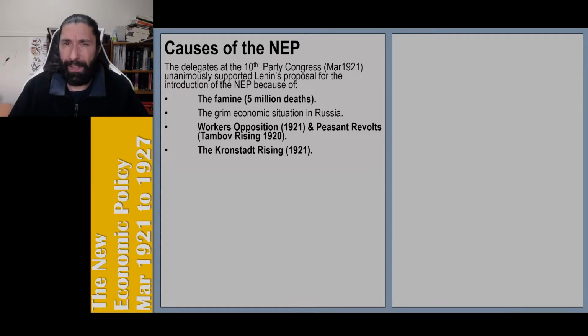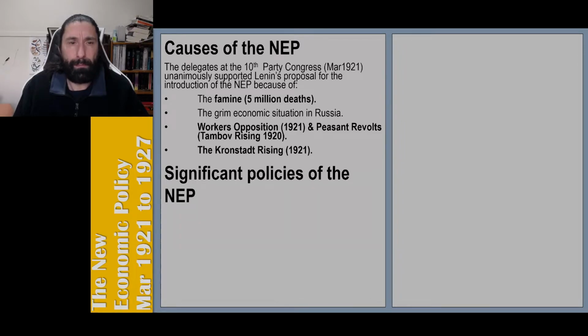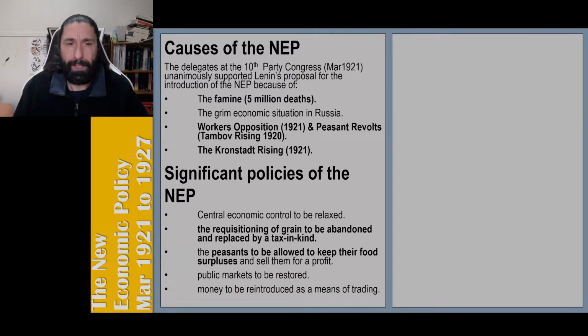Lenin saw all of these factors and realised something had to change. Otherwise, the Bolsheviks were not going to hold on to power. So he convinced the Bolshevik Party to introduce a number of key policies, which we know as the New Economic Policy. They were: central economic control was to be relaxed, and the requisitioning of grain was to be abandoned and replaced by a tax in kind. This tax in kind was a progressive tax, so the richer peasants paid more than the poorer peasants. But it was a set tax, so the peasants knew how much they had to pay.